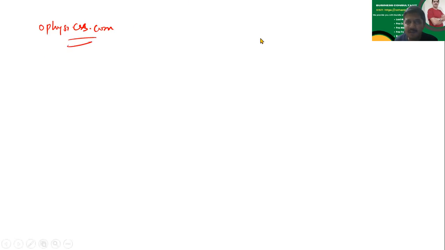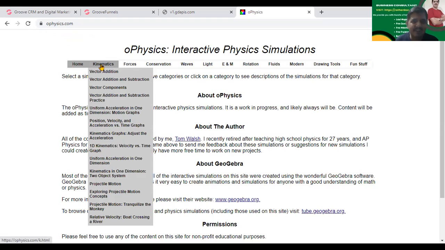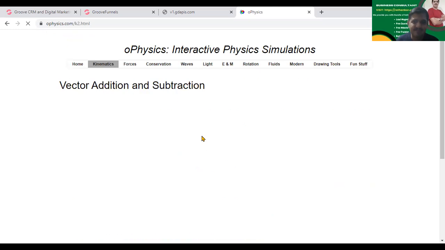Now let me share the website. Let me share my screen. Yes, I already opened it. And see what is the experiment that I can do. One can always ask me, what experiment can we do using just addition? Let us do that and see how we can do it. Let us go with vector addition and subtraction. Just wait for a moment until it opens, and then we will begin with this.